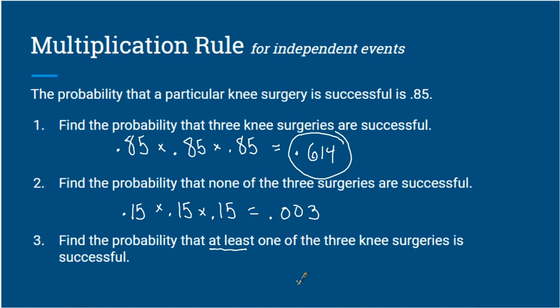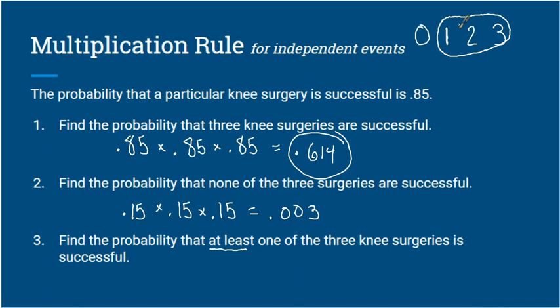And so here is a little shortcut to figuring this out. All right, if I am having 3 surgeries, I could have no surgeries successful, so I could have 3 failures. I could have 1 surgery a success and then 2 of them failures. I could have 2 surgeries a success and 1 failure. Or I could have all 3 surgeries being successful. So the probability that at least one of the 3 surgeries is successful would be all of these 3 together.